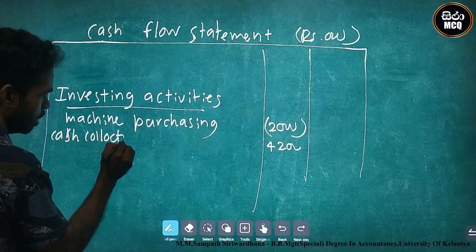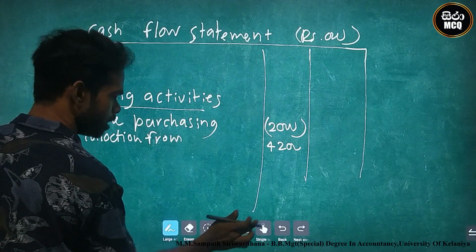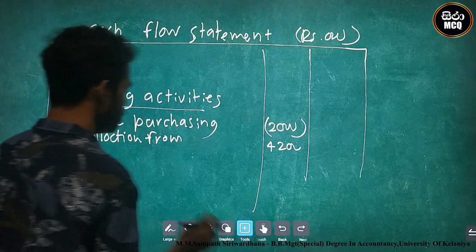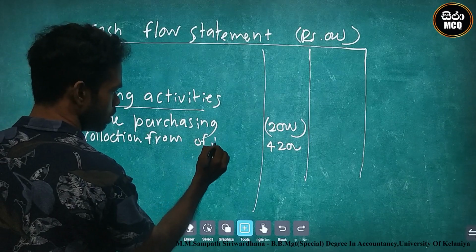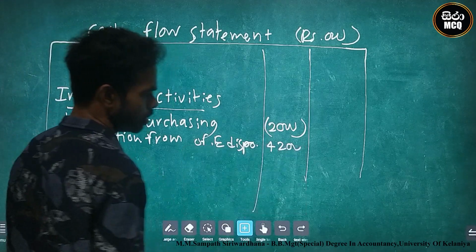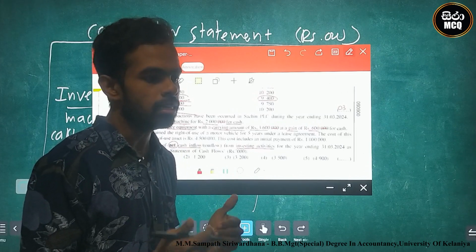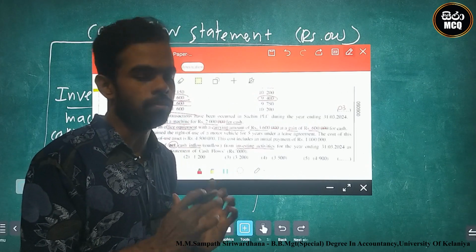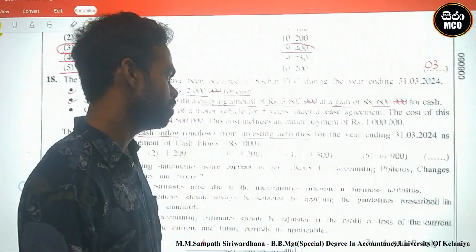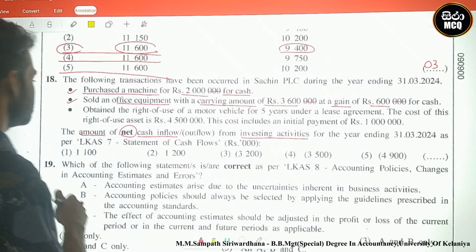Therefore, I write: cash collection from office equipment disposal. Only the office equipment selling price can be included in the cash flow statement. Why? Only cash inflows or outflows can be identified as investing activities. Therefore we cannot include the gain or carrying value. Okay, let's see the next one.